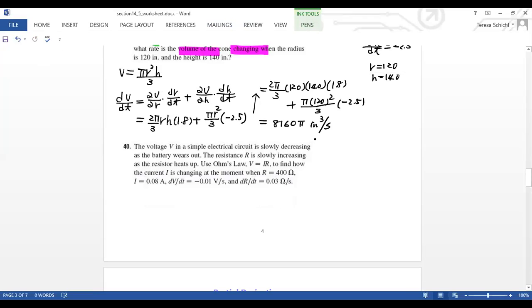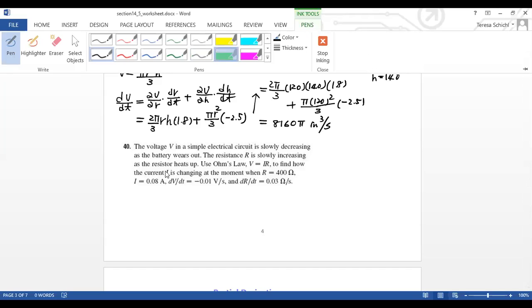The mechanical part is quite easy. The voltage V in a simple electrical circuit is slowly decreasing as the battery wears out. The resistance R is slowly increasing as the resistor heats up. Use Ohm's law, V equals IR, to find out how the current is changing.